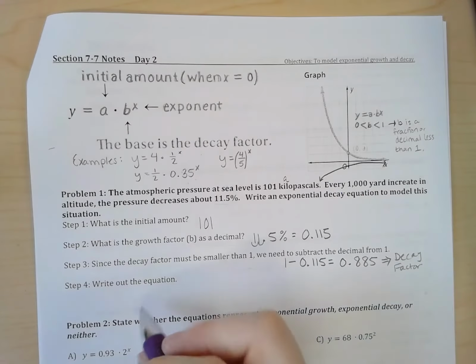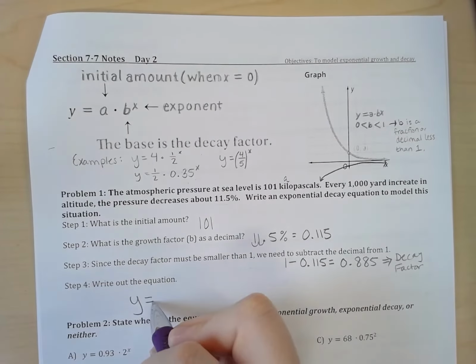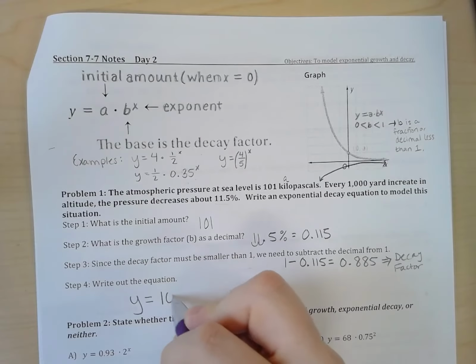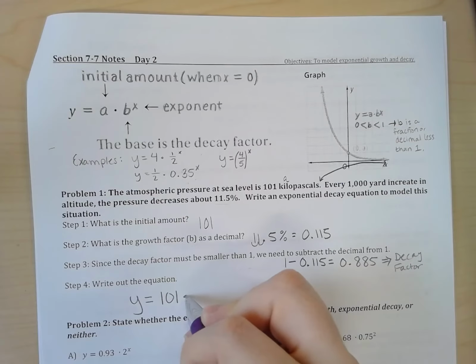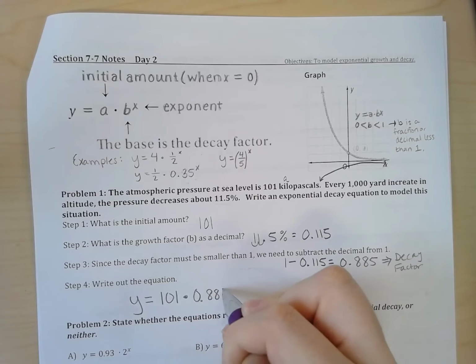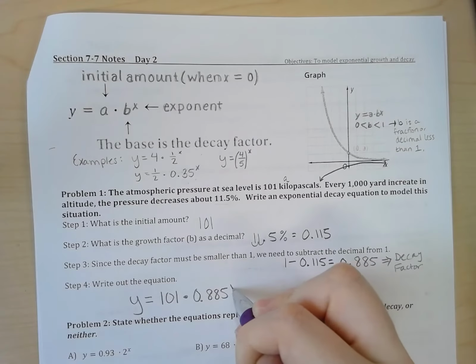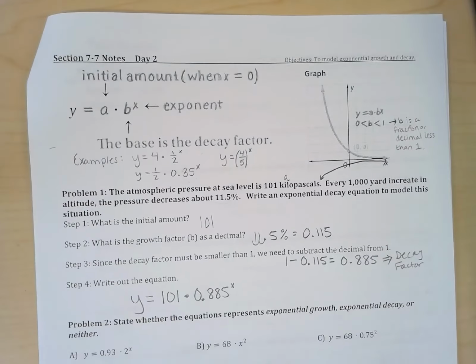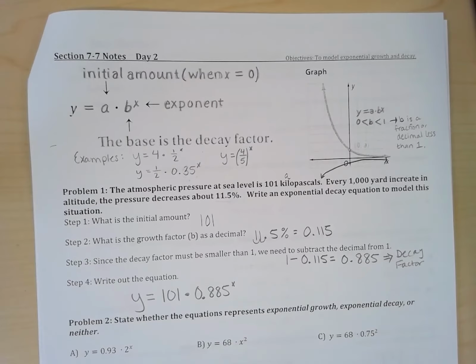So now I just need to write out the equation. So it starts with y equals my initial amount of 101 times my decay factor, 0.885 to the x exponent. Because remember, the decay factor is the base number, so it has to have that x exponent on it.